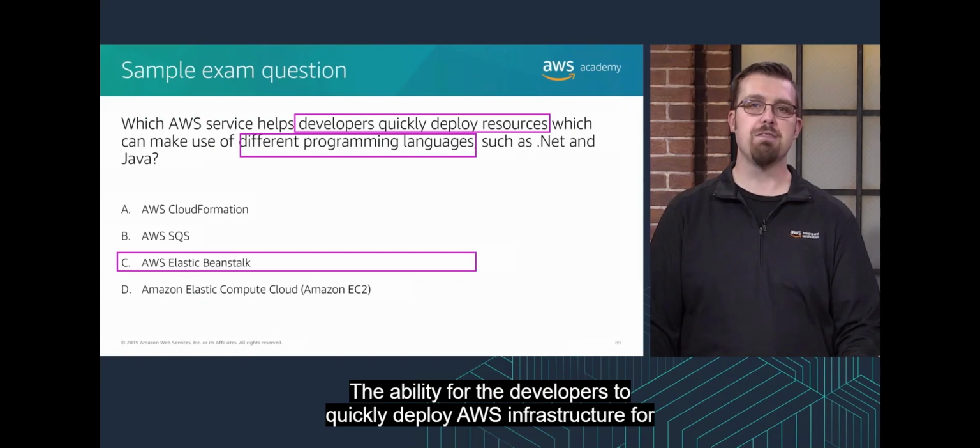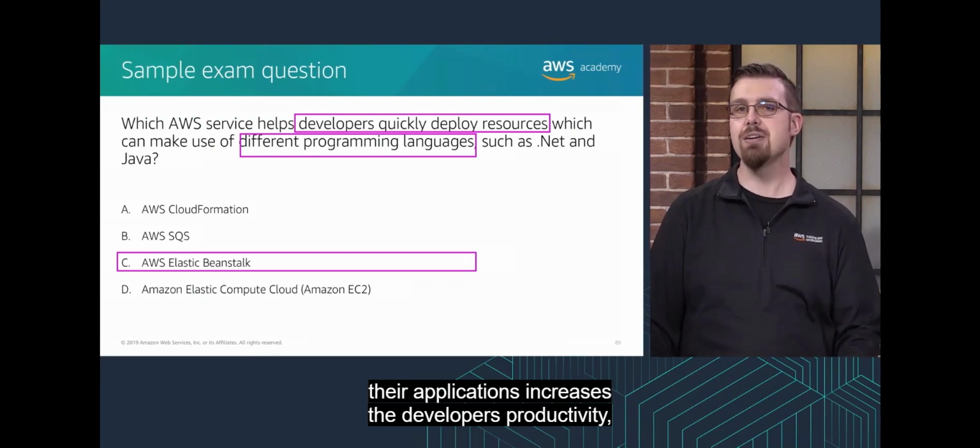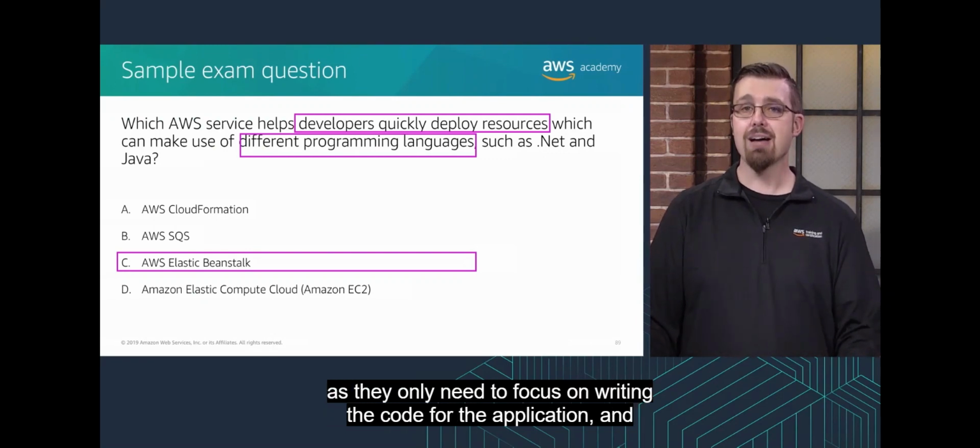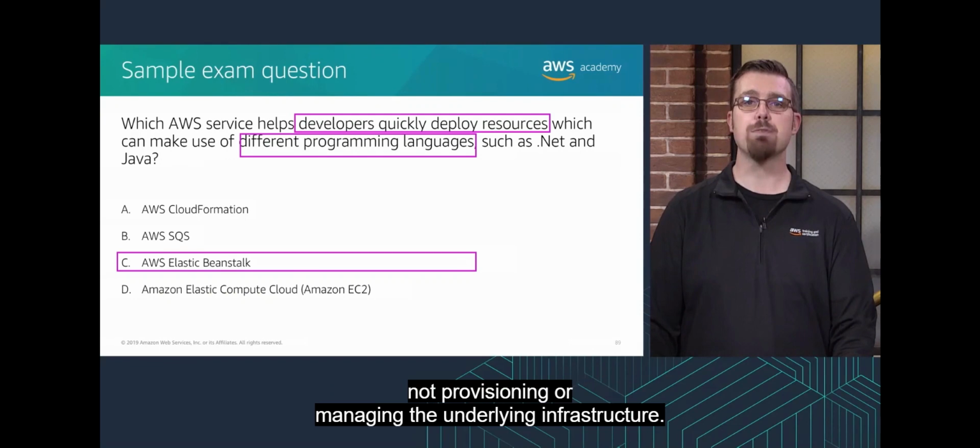The ability for the developers to quickly deploy AWS infrastructure for their applications increases the developers' productivity, as they only need to focus on writing the code for the application and not provisioning or managing the underlying infrastructure.